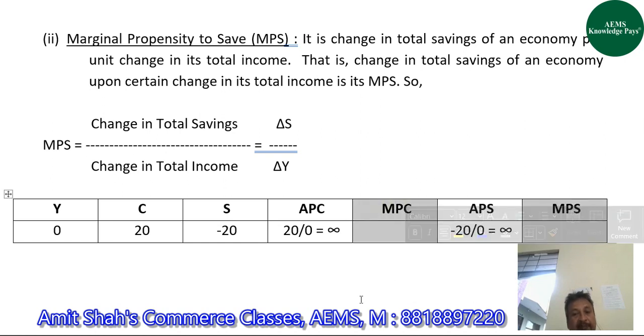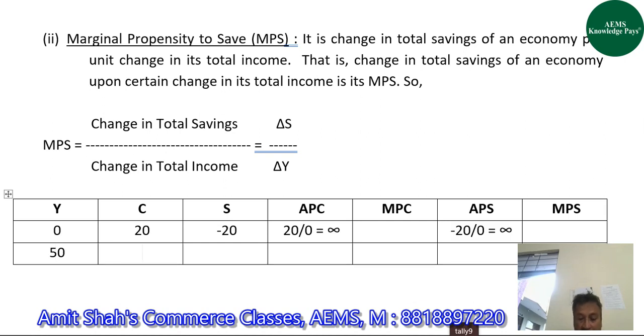Why? Because to calculate marginal, we need the change, and for that we need at least two sets of data, right? So that I'm making here. Now income has become 50, and consumption expenditure has also increased to 50. C also has become 50. So S here is 0.